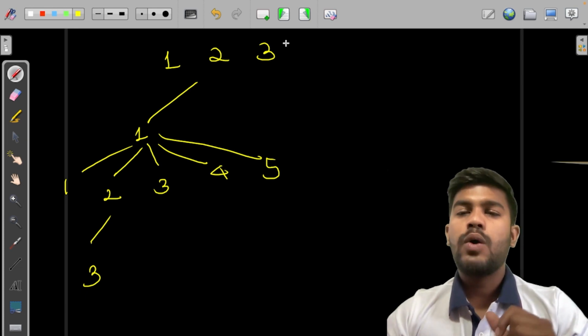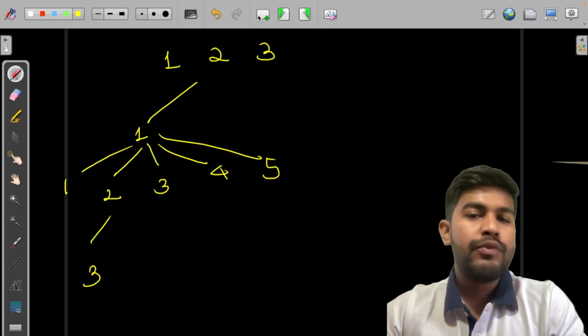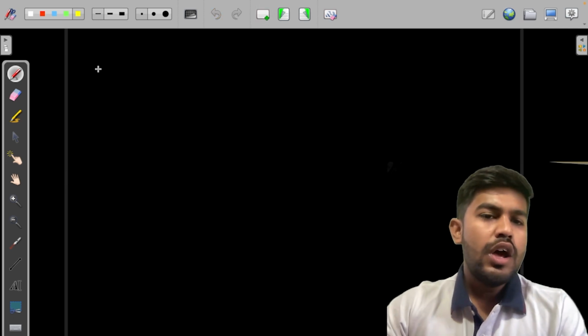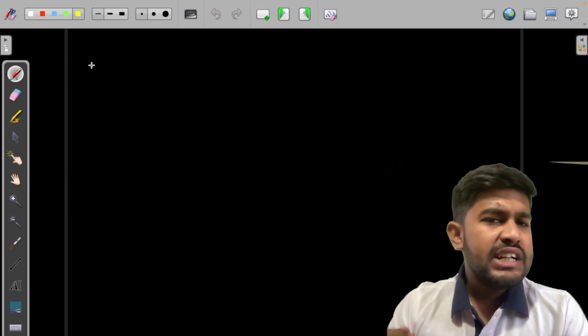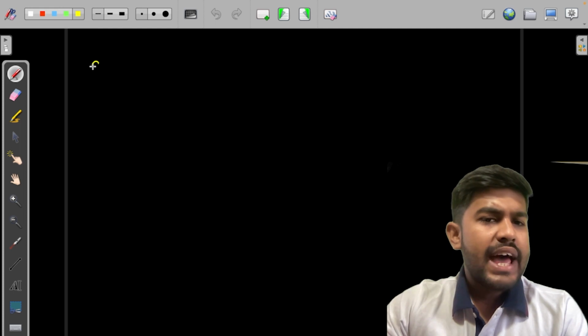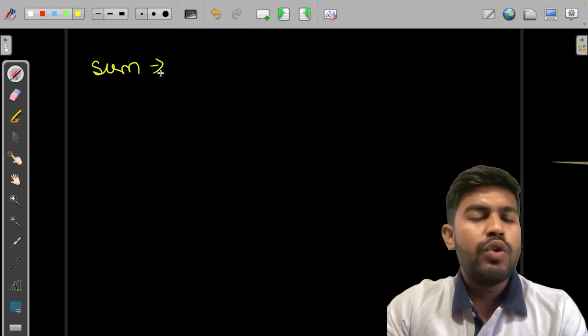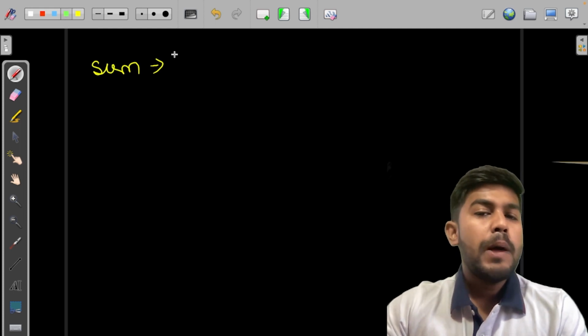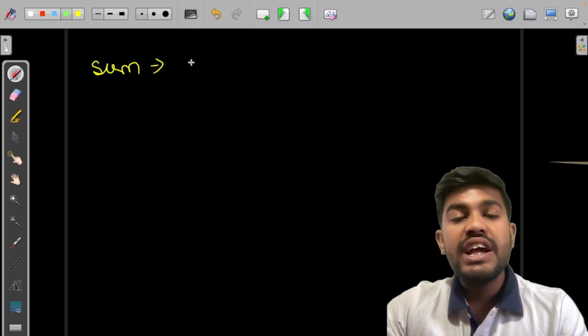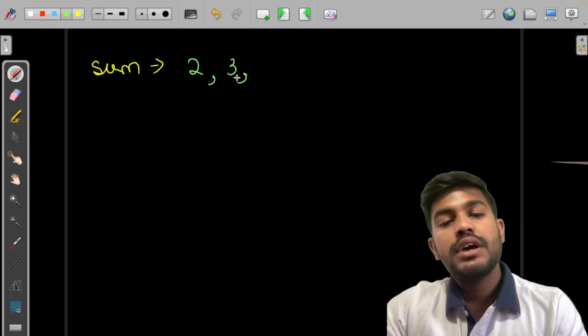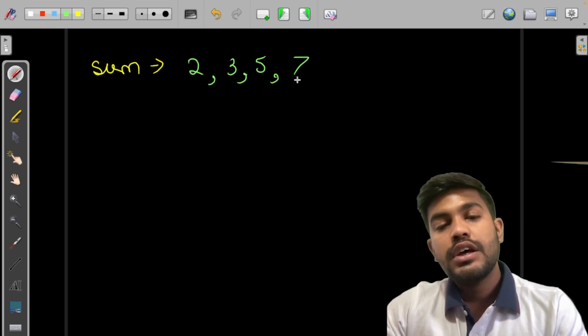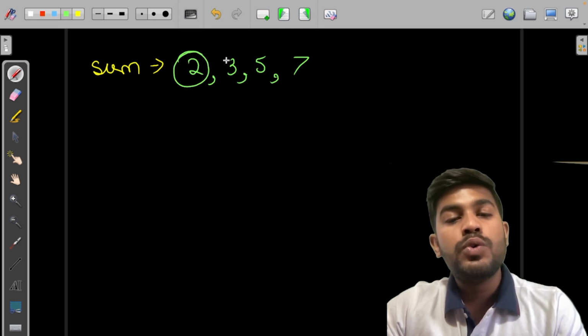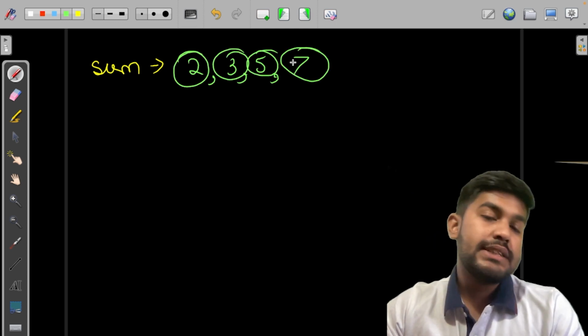Okay, now there is one more thing to talk about before moving forward to the solution. Do we actually need the sum? Okay, do we actually need the sum? No, we don't need it. Why? Because we are only interested in 2, 3, 5 and 7. So we can keep the count of them if they are present or not.